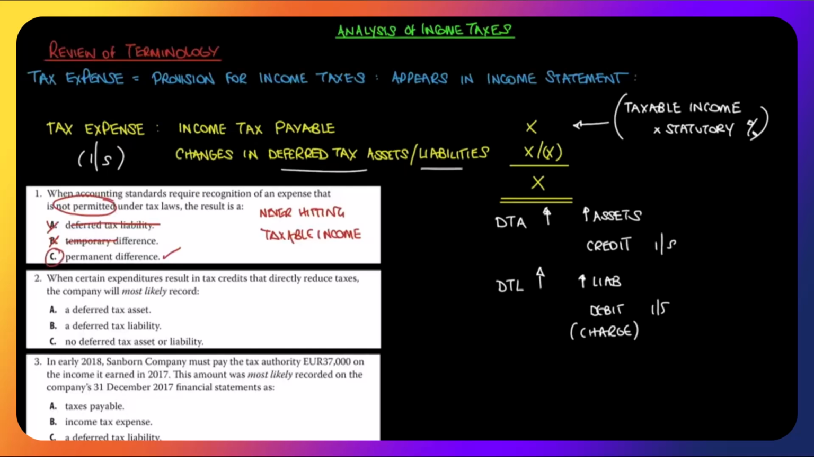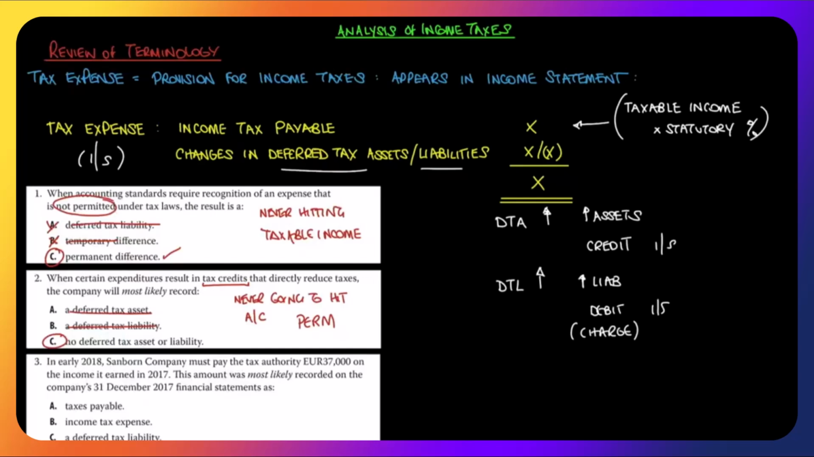Secondly, when certain expenditures result in tax credits that directly reduce taxes, the company will most likely record. It's a tax credit, it just wipes out a tax charge. It's nothing that we accounted for using accounting standards. So, that is never going to hit the accounts. If that's the case, once again, it is a permanent difference. If it is a permanent difference, there is no deferred tax. It's not an asset, not a liability, no deferred tax asset or liability.